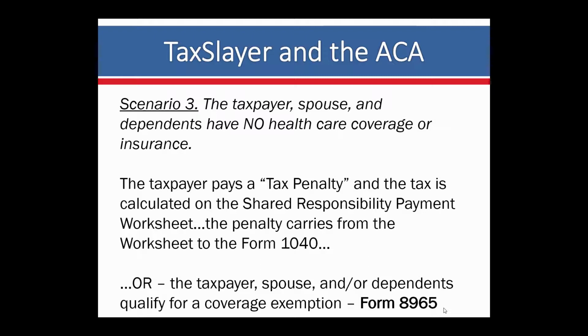In our third and final scenario, we're going to assume that the taxpayer, the spouse, and dependents have no health care coverage or insurance. The taxpayer is going to pay a shared responsibility payment or a tax penalty, and the tax is calculated on the Shared Responsibility Payment Worksheet. The penalty carries from the worksheet to the 1040 form. Or the taxpayer, the spouse, and dependents may qualify for a coverage exemption, which is indicated on Form 8965.